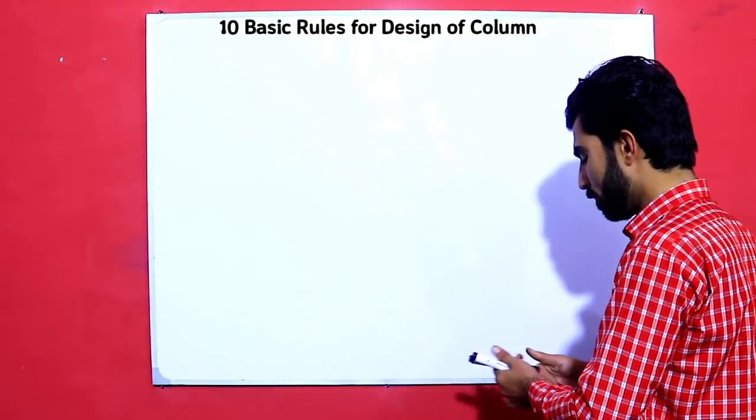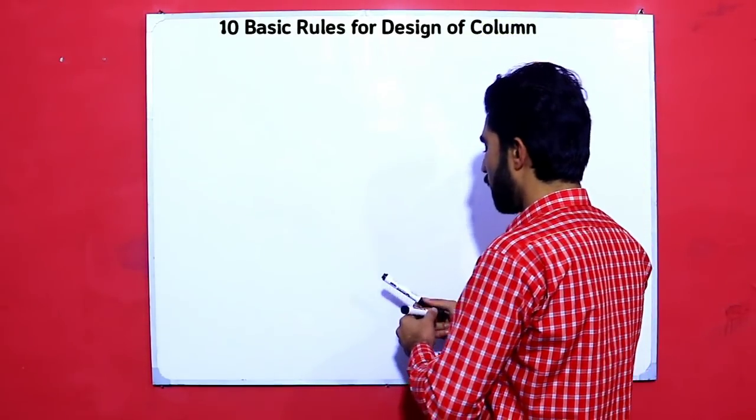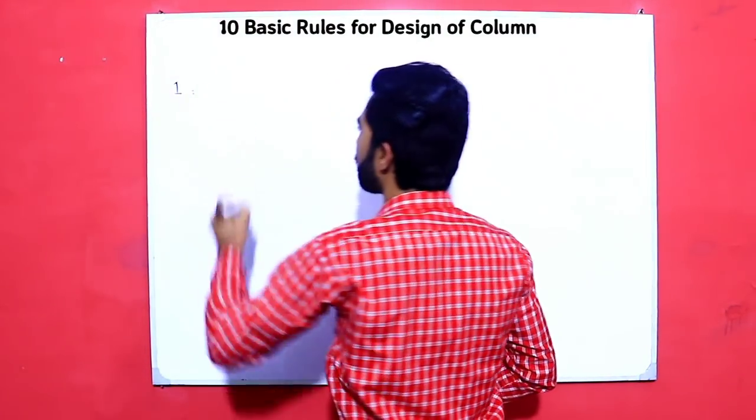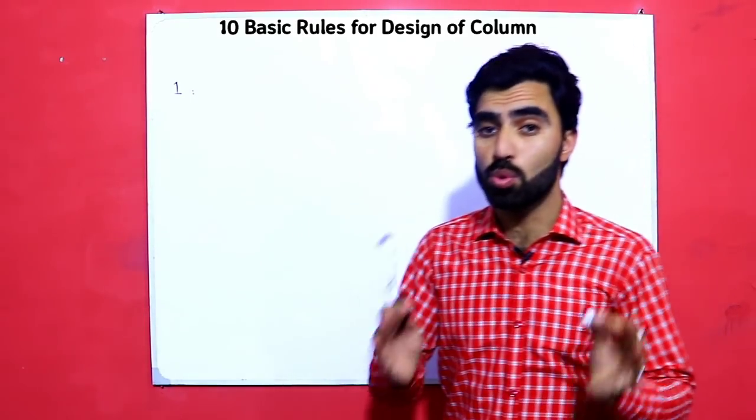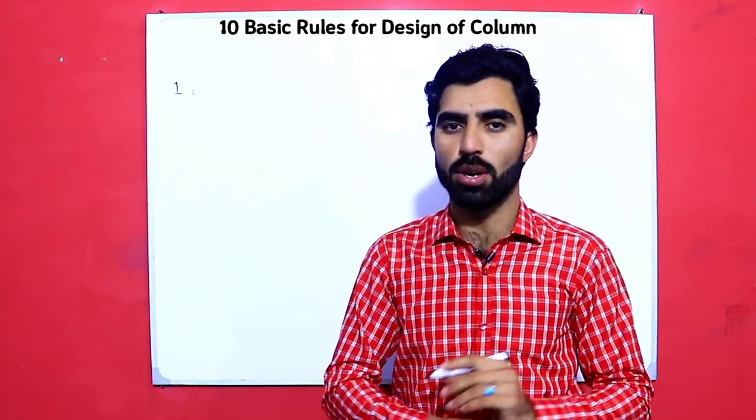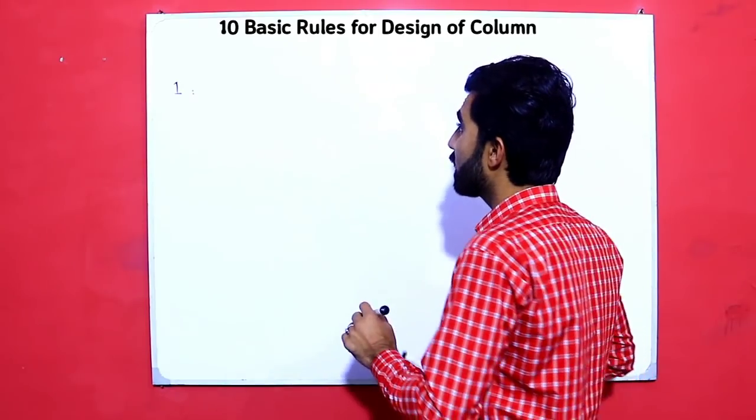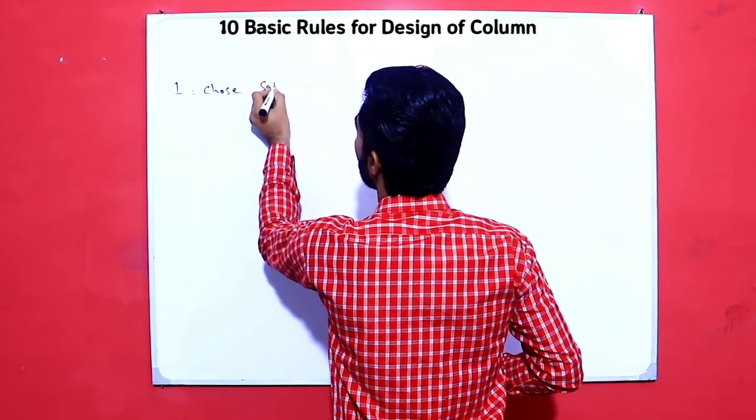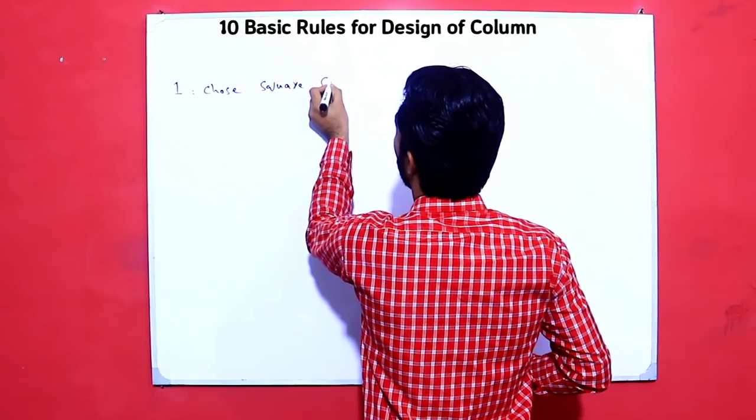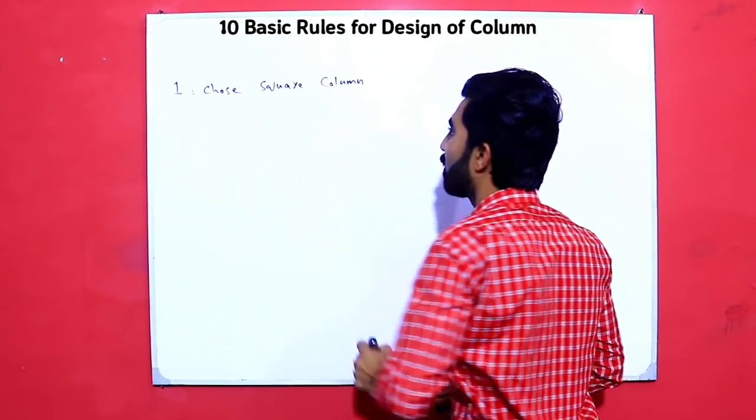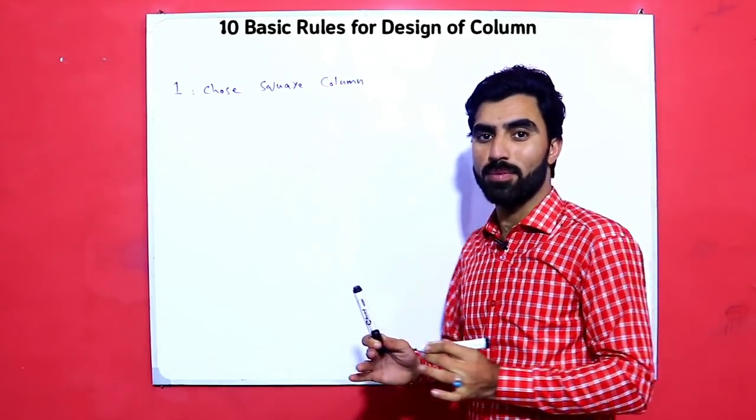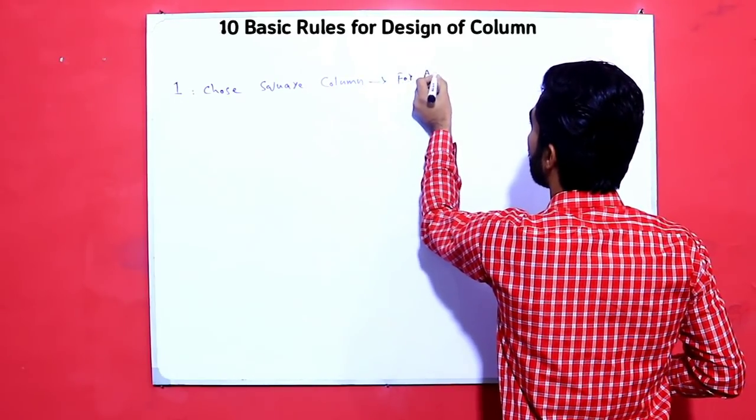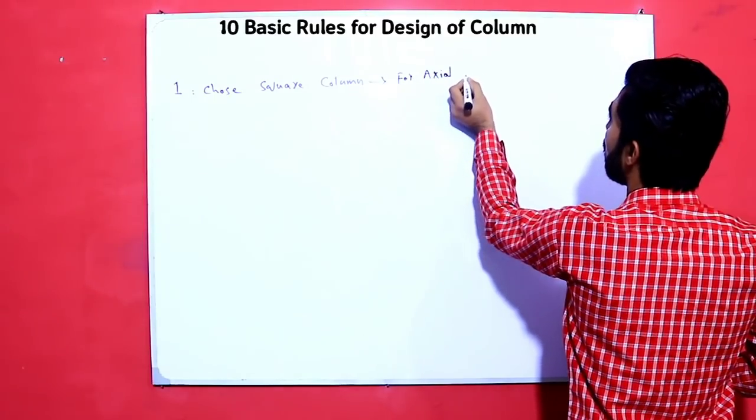Let's start guys. The topic is 10 basic rules for design of column. Guys, the first one is, as you know guys, we have square column especially and rectangular column, okay? So I will tell you guys, choose square column. Why choose square column? Choose square column for axial load.